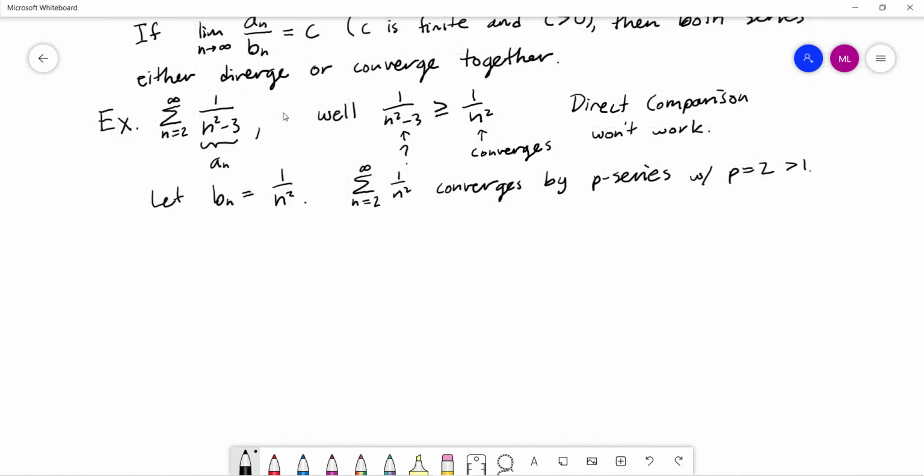So let's compare the limit as n goes to infinity of a sub n over b sub n. So for us, a sub n is 1 over n squared minus 3. B sub n is 1 over n squared. And I'm writing this, but I forgot my limit, so let me write it with the limit. So the limit as n goes to infinity. It's a hard habit to get into. Please don't forget to write your limits.